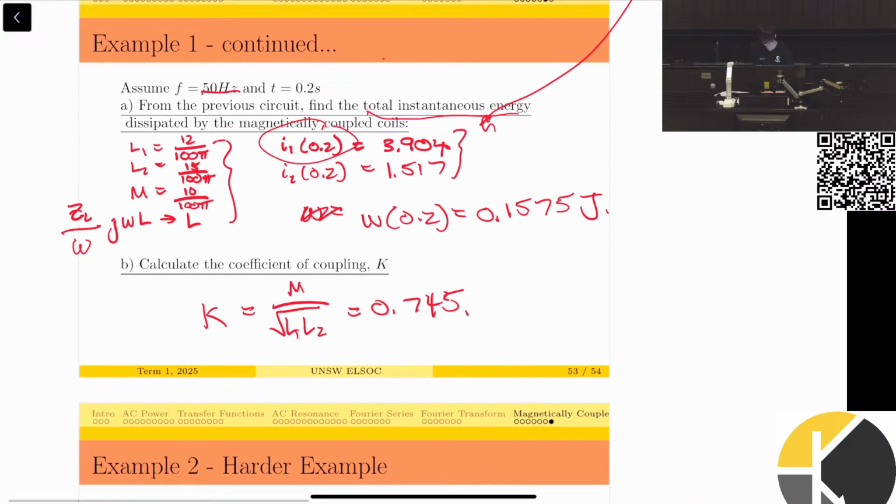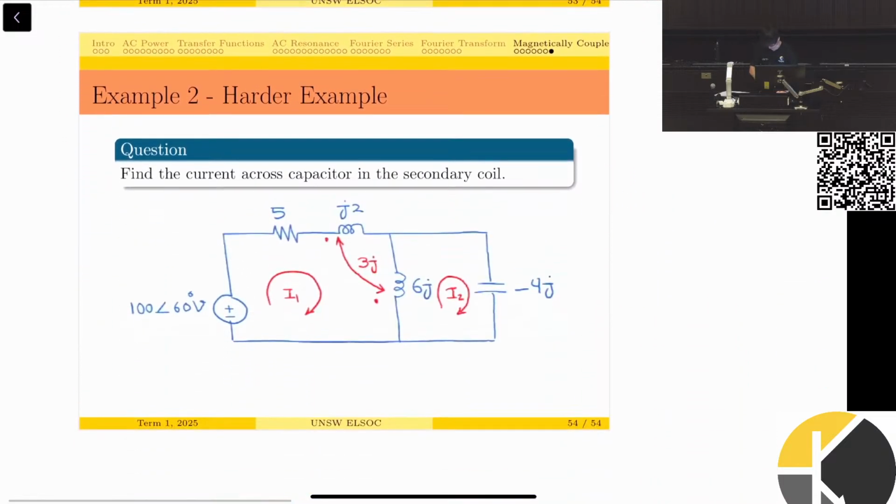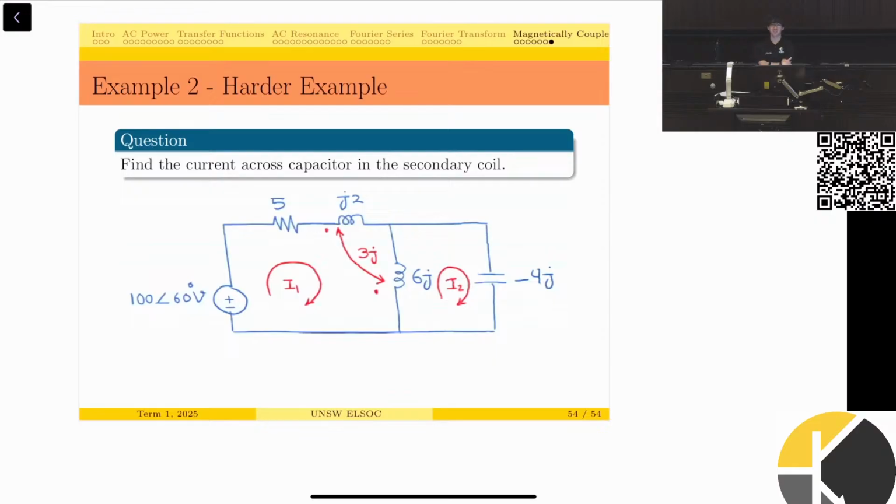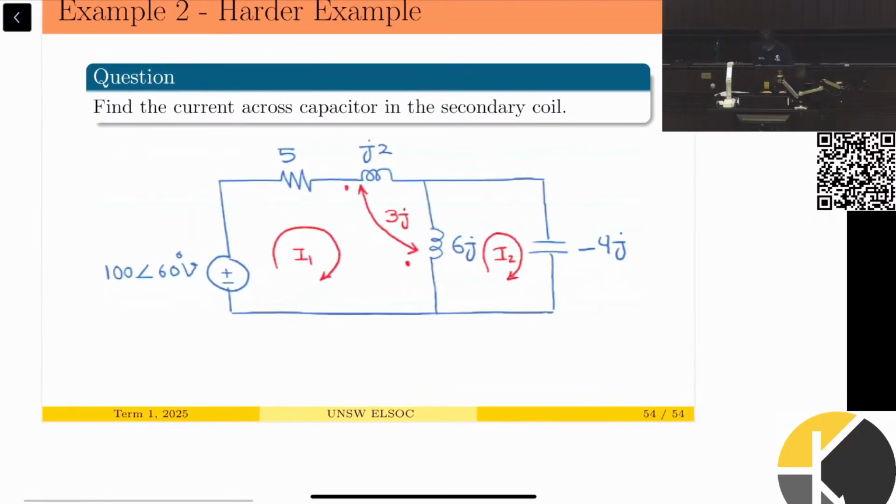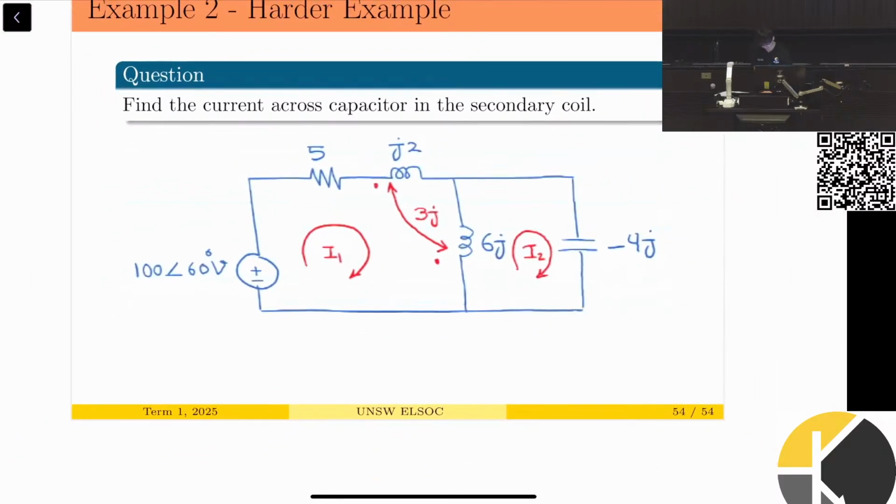Cool. All right, last 10 minutes, let's do quite a challenging magnetically coupled circuits question. The reason this is so challenging is because I have a coil here that's magnetically coupled, but it's also right in between two meshes. So this is going to get quite complicated. First thing I always do though is I try to apply dot convention. So let's start with the easier coil, which is this one here.